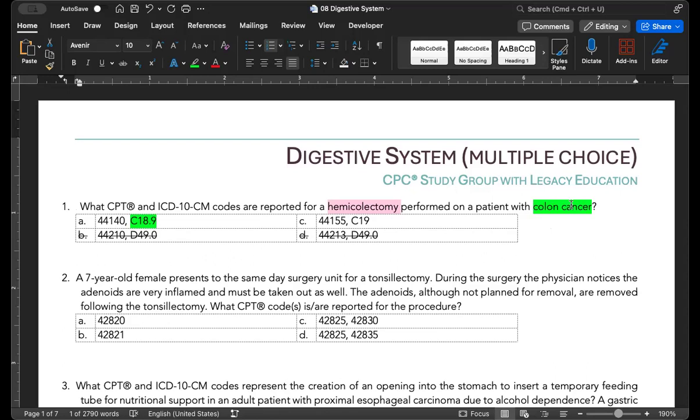Technically your carcinoma in situ is still cancer, but you don't want to always assume that cancer is going to be your C code. Depending on the verbiage, they might give you carcinoma in situ as a detail a little bit later in the scenario. In this scenario, they didn't. But if it's a case study with a long operative note, and they start out with colon cancer but then state that it was carcinoma in situ, you always want to make sure you're paying attention to all of your verbiage.